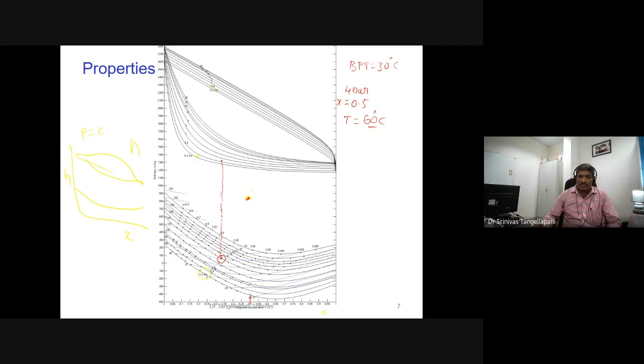Where do I have to stop? I have to stop at 4 bar, okay? This is 4 bar. Got it? I am stopping at the auxiliary curve. After reaching this auxiliary curve, what do we have to do? We have to draw a horizontal line.